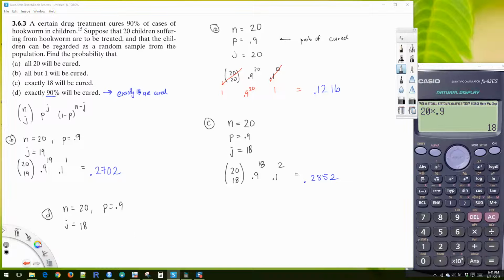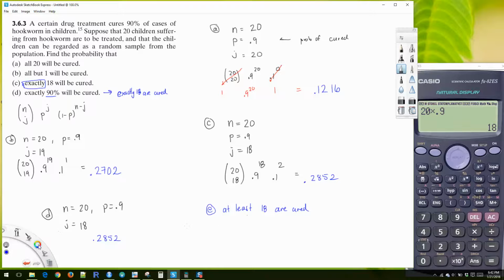Okay, and then for D, our answer is going to be 0.2852. So that's our answer. We don't have to do any recalculations. This word exactly is important, because if there was a part E that said at least 18 are cured, okay, which is different, this is actually going to be multiple problems.